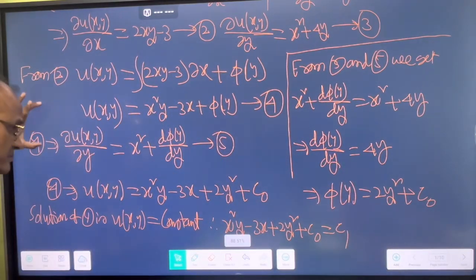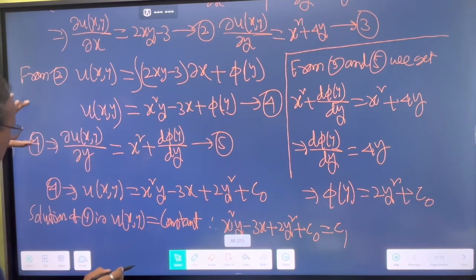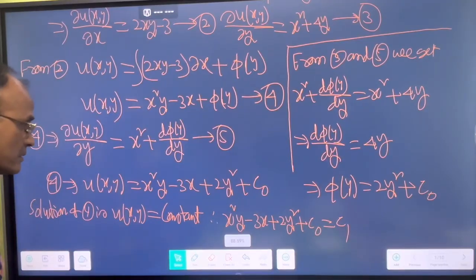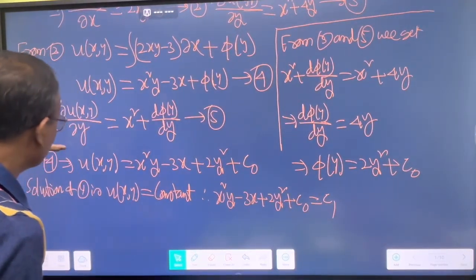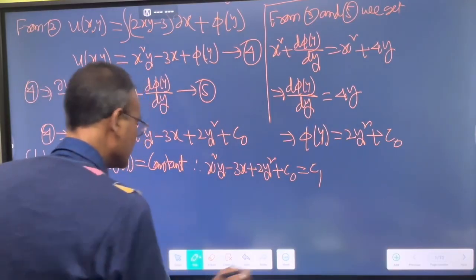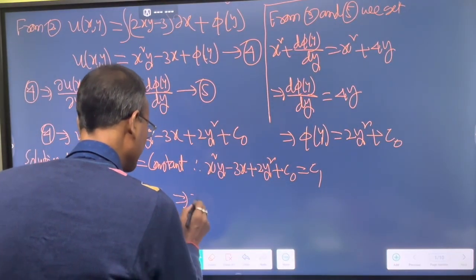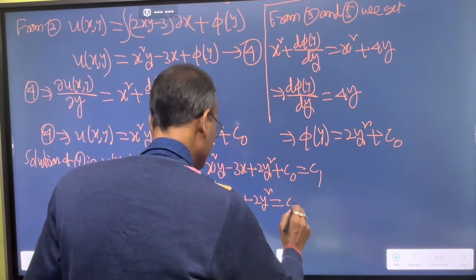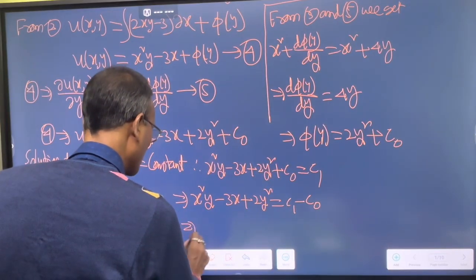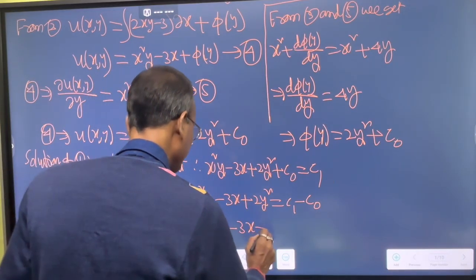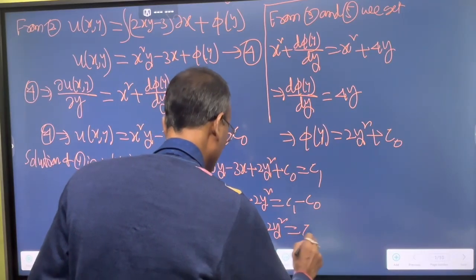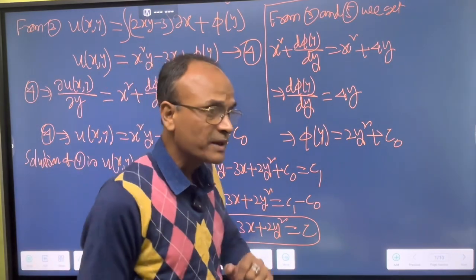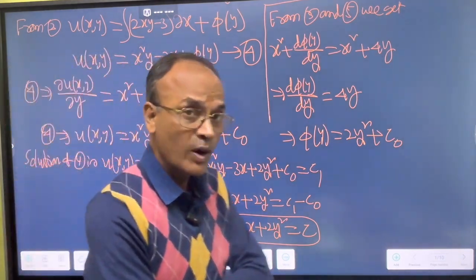Or you may write x square y minus thrice x plus twice y square equal to c1 minus c naught, or x square y minus thrice x plus twice y square equal to c. This is the solution of the given differential equation. But we are given that y(1) equal to 2.